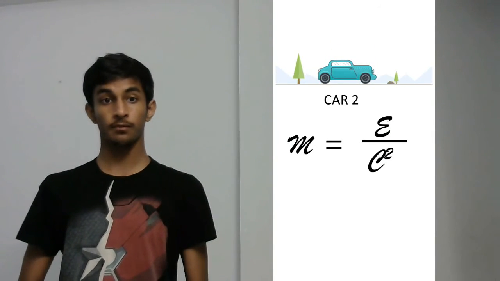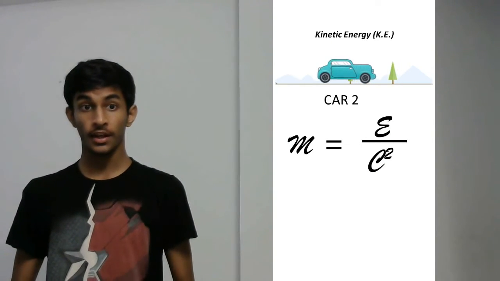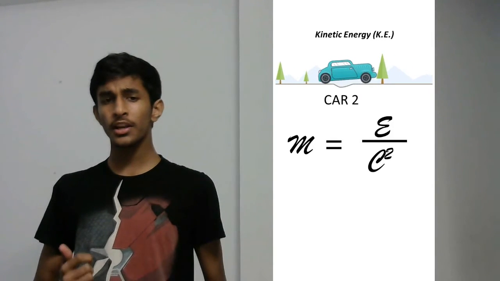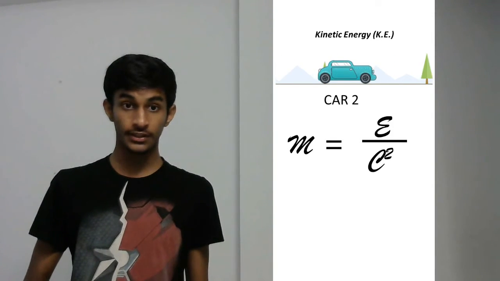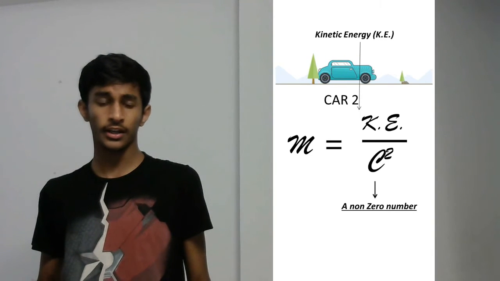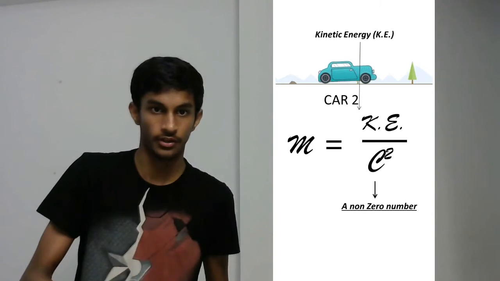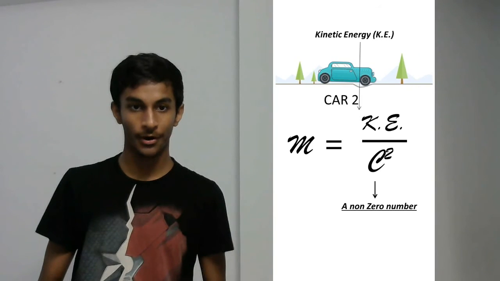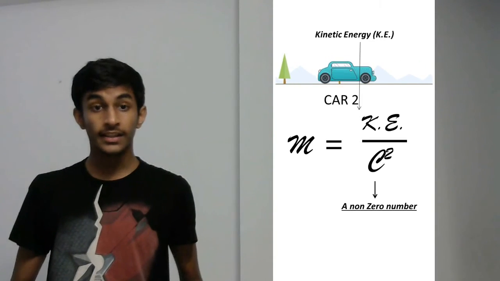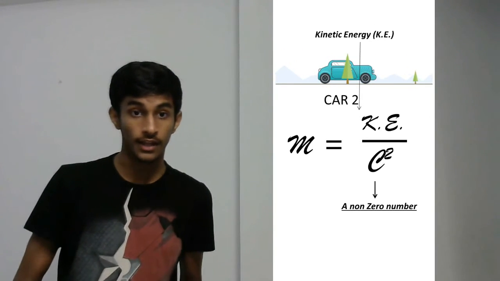The second car is moving, that is, it possesses kinetic energy. Remember the relation m is equal to E upon c squared? Substitute that kinetic energy into this equation. Now you get a non-zero number as a mass. Now this is the extra mass which the car has for the kinetic energy it possesses. Okay, the car gets some extra mass from the kinetic energy it possesses.